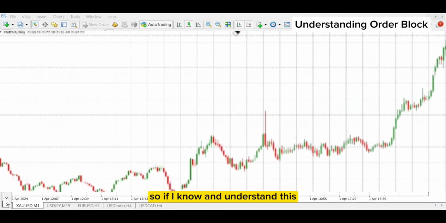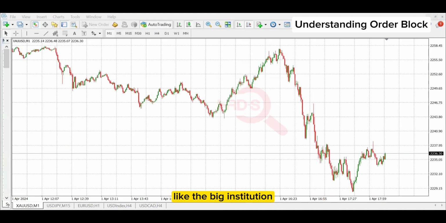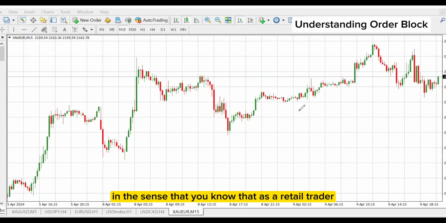So if I know and understand this, what will happen is that each time an order has been filled, knowing that these orders are still incomplete, I will go back to where the previous order was filled and wait for price to return there so that I can follow the big institutions and move. That is where people get the idea of trading like the big institution. Trading like the big institution is simply monitoring or observing the handwriting of the big institutions on your charts, in the sense that you know that as a retail trader, you have little or no impact in the market.